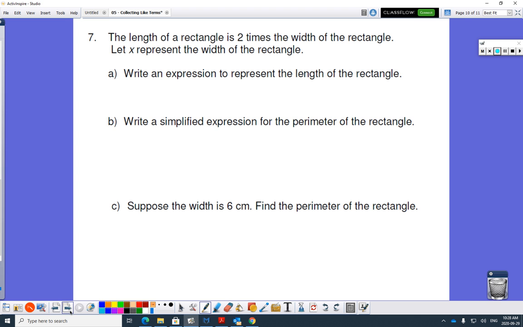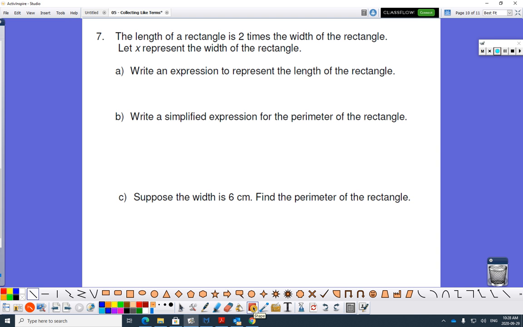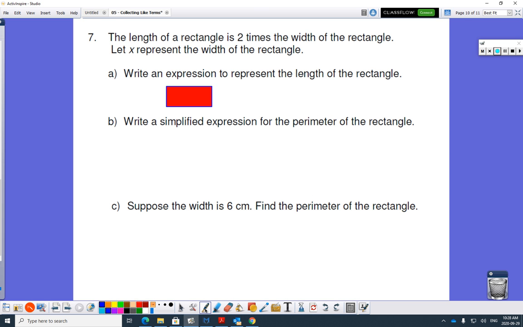So I'm going to draw a little rectangle here with my fancy rectangle thing. And my suggestion is anytime you get a question that's got shapes in it, immediately draw the shape to help yourself visualize what's going on. It says the length is 2 times the width. It says let X represent the width. Okay, so it told me let X represent the width, and I don't want to over highlight again, but I think that's important to know. They said use X for width.